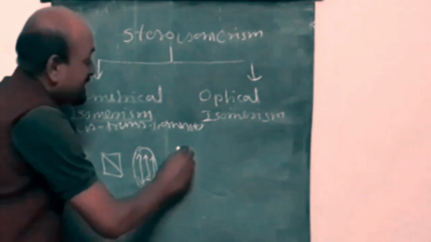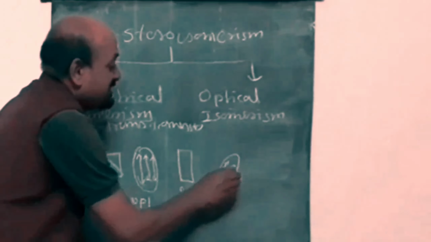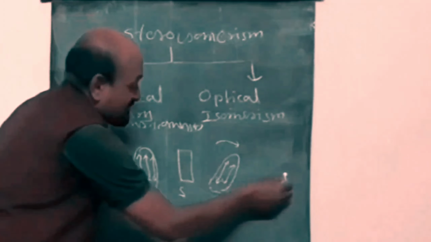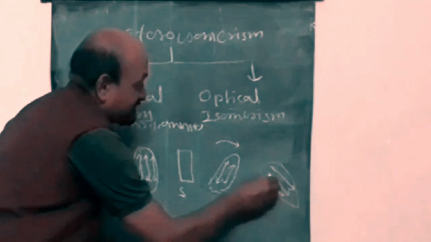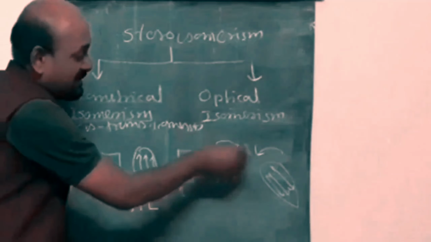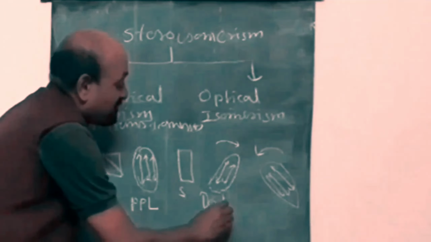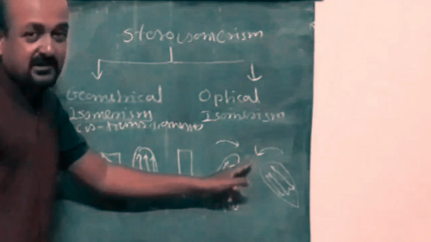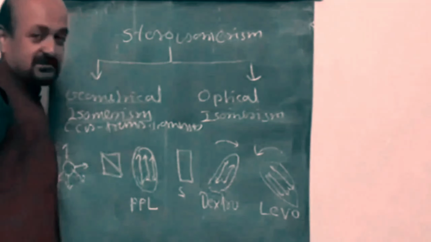Now whenever this plane polarized light passes through a sample, some samples rotate the plane of plane polarized light towards the right, or some substances rotate it towards the left. So those substances which rotate the plane of plane polarized light towards the right are known as dextrorotatory, whereas those substances which rotate the plane towards the left are known as levorotatory.